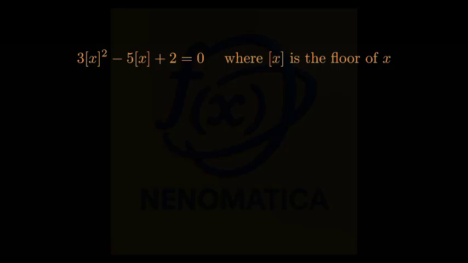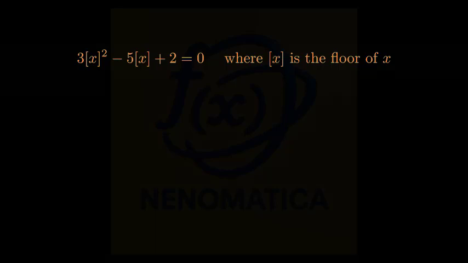In this lesson, we will solve a quadratic equation that involves the floor function, written as square brackets x. Our goal is to follow a clean, reliable algorithm to find all x that satisfy the equation. Here is the problem. We will treat the expression inside the square brackets as the floor of x. The equation is 3 times bracket x squared minus 5 times bracket x plus 2 equals 0.